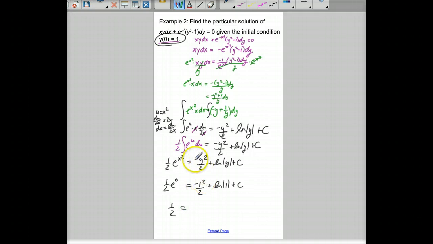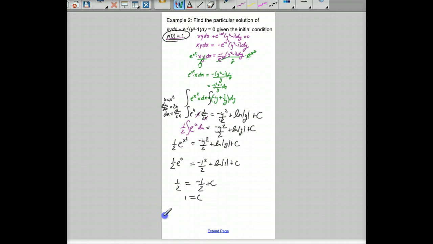1 squared, notice the negative is not being squared. It's 1 that's being squared, and then we're putting a negative on that, so it's negative 1/2. Careful of your order of operations. And then natural log of 1 is 0. So then if we add 1/2 to both sides, c equals 1.